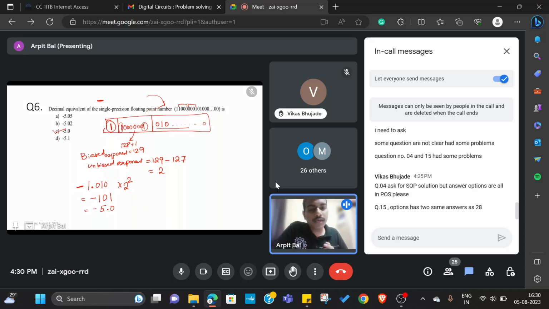Then the rest of the bits represent the significand, right? So you just write the significand directly here, but before the decimal point you mention the implied 1, okay, because the IEEE specified rules say that you need to have an implied 1. So the number was represented as minus 1.010 into 2 power 2. Because it was multiplied with 2 power 2, we need to move 2 places to the right of the decimal, okay.